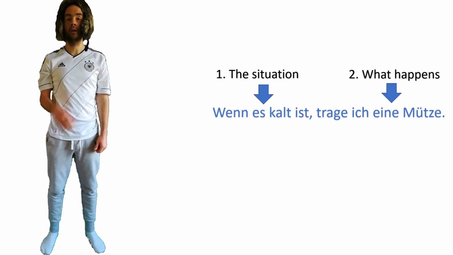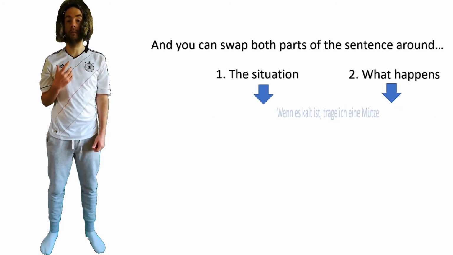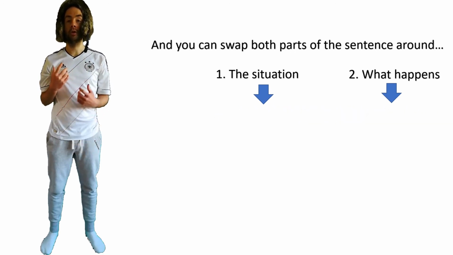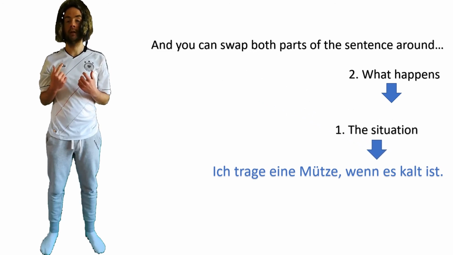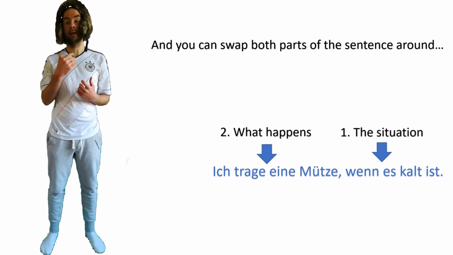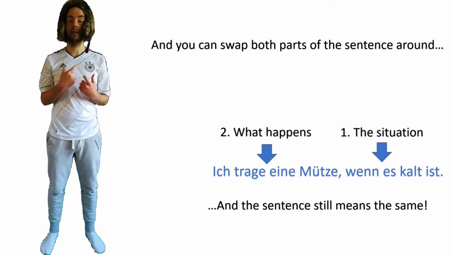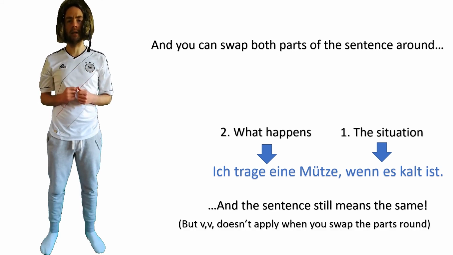And you can actually swap both halves of the sentence around. So you could say, ich trage eine Mütze, wenn es kalt ist. So as you can see, the situation, wenn es kalt ist, goes into the second half, and ich trage eine Mütze is at the beginning. So, ich trage eine Mütze, wenn es kalt ist, and the sentence means exactly the same. But in that case, the verb, comma, verb rule doesn't apply.